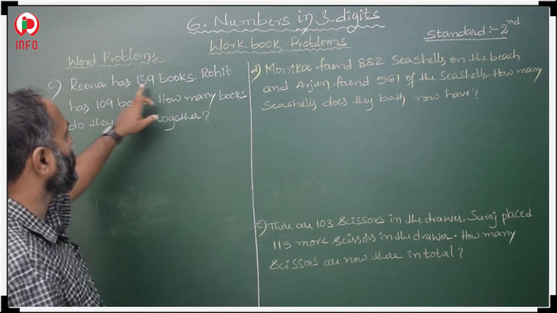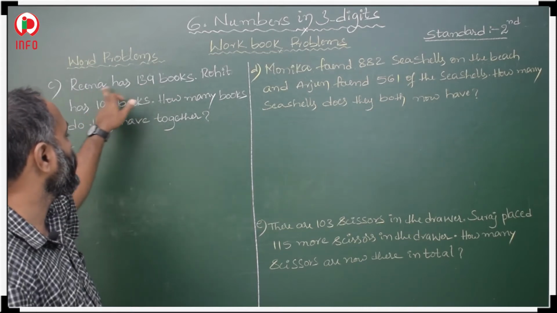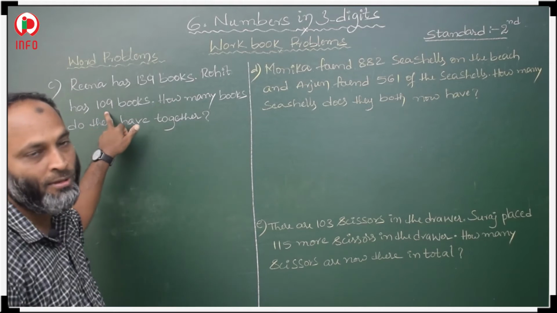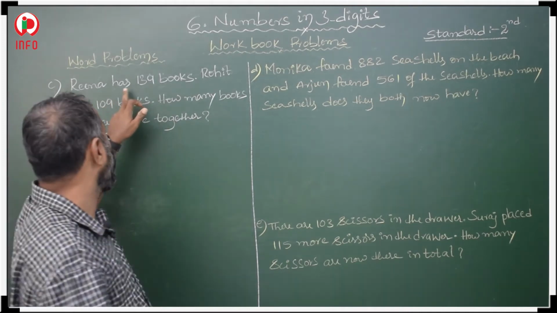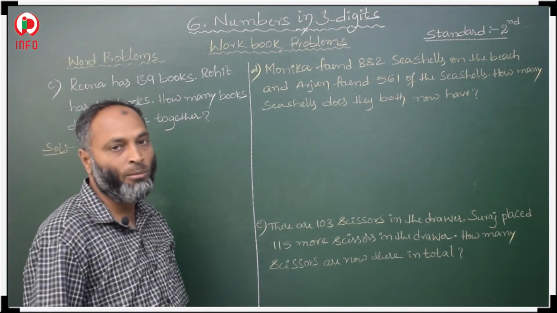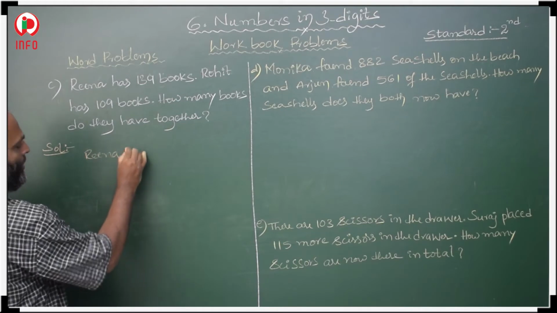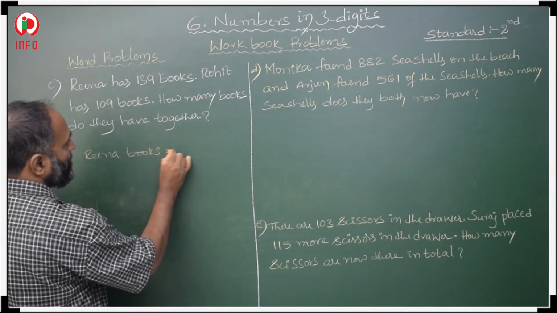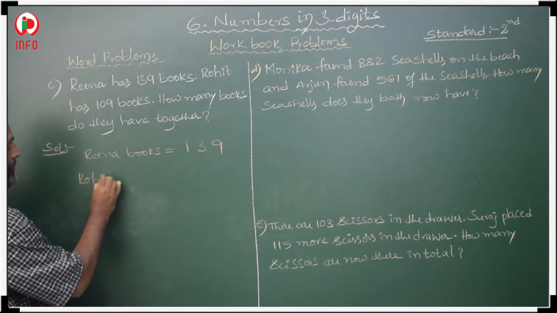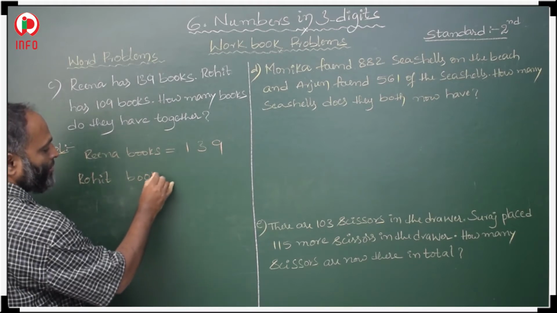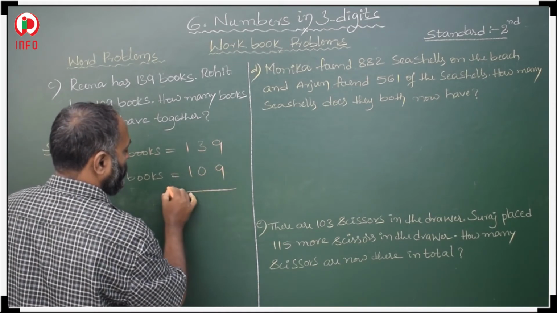So first, Reena has how many books? 139 books. Rohit has 109 books. So she is having this many books, and he is having this many books. Then total books, together how many books do they have? So we have to add Reena's books and Rohit's books, then you will get total books. Okay. Now Reena's books, how many books? 139. Rohit's books, how many books is he having? 109.